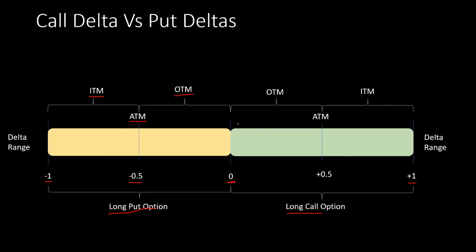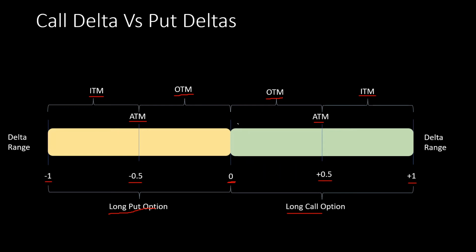The at the money call option has a delta of +0.5. That means that for every 1 rupee increase in the underlying, the call option price increases by 50 paisa. And for every 1 rupee decrease in the underlying, the call option price decreases by 0.5. The out of the money call option delta ranges from 0 to +0.5, and the in the money call option delta ranges from +0.5 to 1.